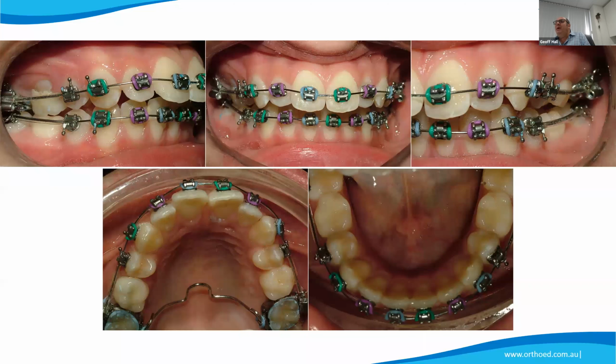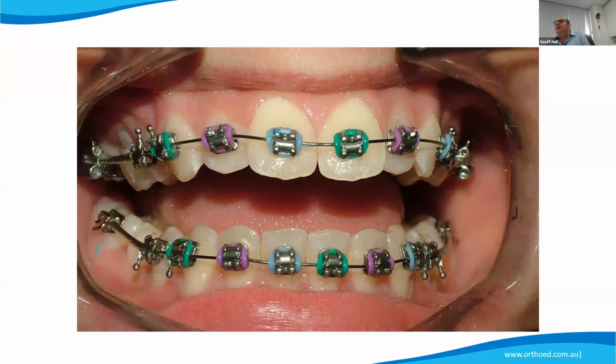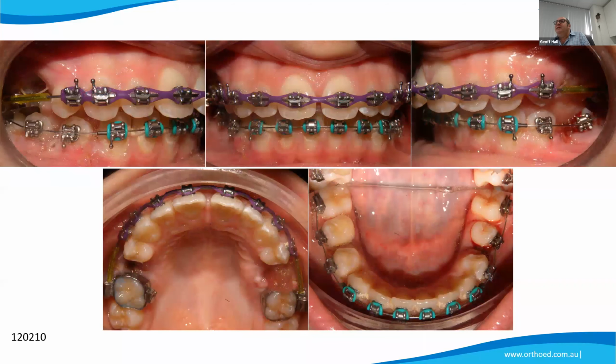We bonded them up. Back then I wasn't using bite turbos very often, and I probably would have been using some bite turbos today. So here are the photos. I've taken out the upper 5s and the upper E's, and I've now transplanted these in the lower arch.